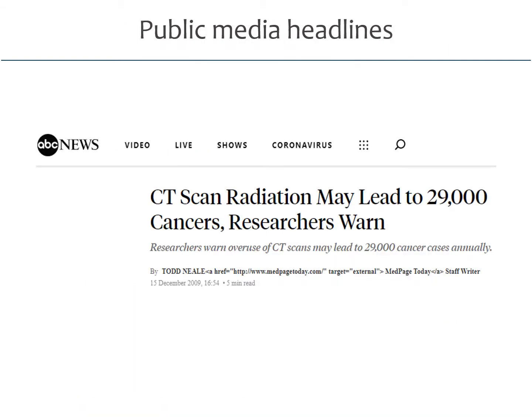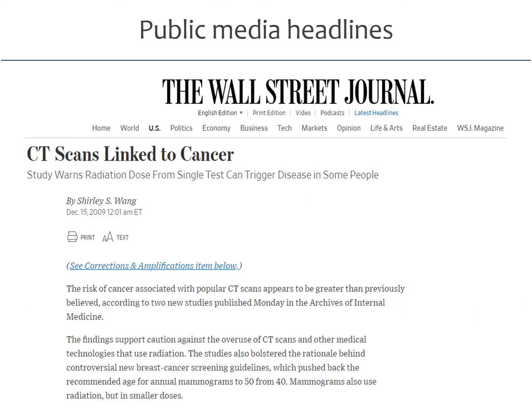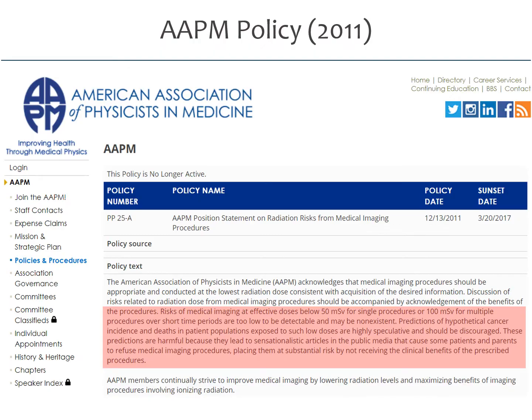As you can imagine, such articles made huge headlines in the public media, ABC News, the Wall Street Journal, and provoked a large and growing anxiety to both the general public and to the medical community, an anxiety that was largely disproportionate to the risks involved. This anxiety urged scientific and professional organizations to issue statements and policies on radiation risks from medical exposures.